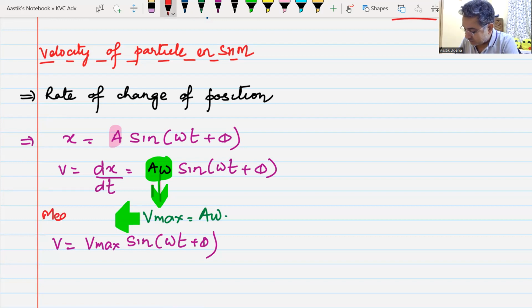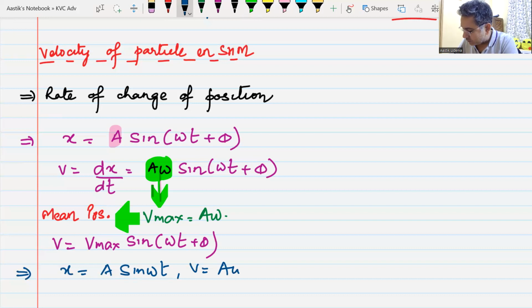Do we understand this, or is this going above our head? Now, in simpler terms, if you forget about that initial phase, if initial phase is taken as 0, then you will have a very simple form of equation. Your x will be written as A sine omega t, and your velocity will be written as A omega cos omega t. I'm just avoiding that initial phase. That does not make much of a difference. Do we understand this? Yes or no?